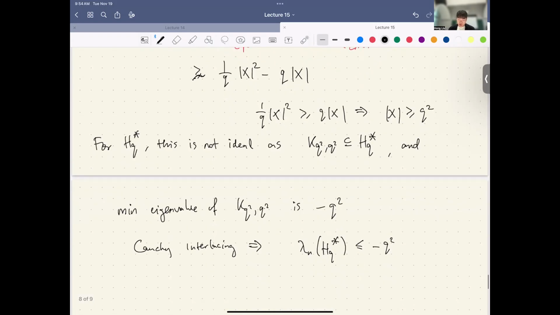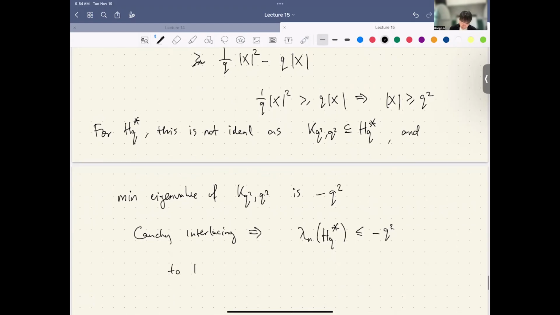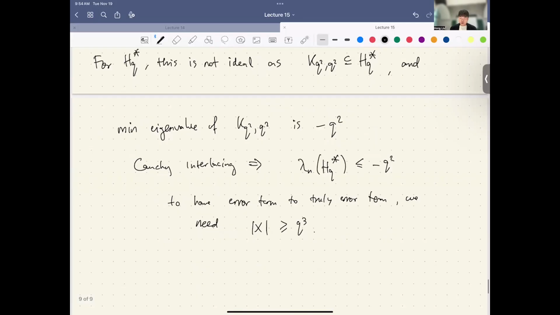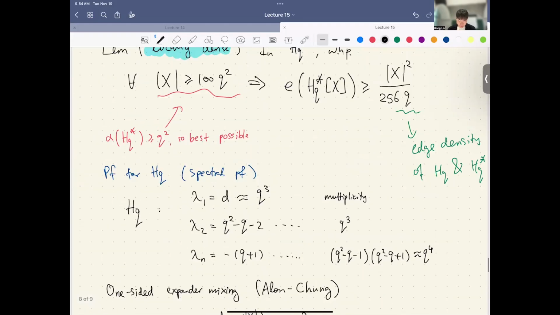So this will require, to have the error term be truly an error term, X to be at least Q cubed, which is not good enough. So we need to use some concentration inequality.